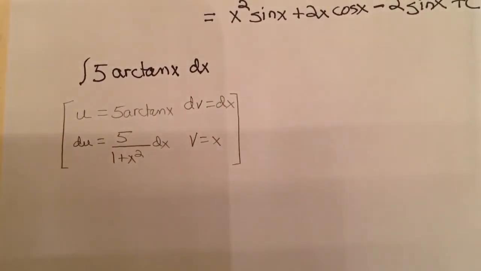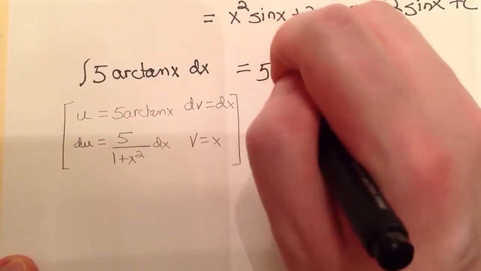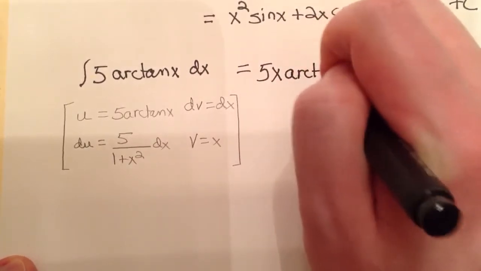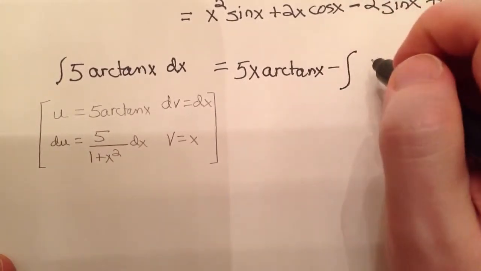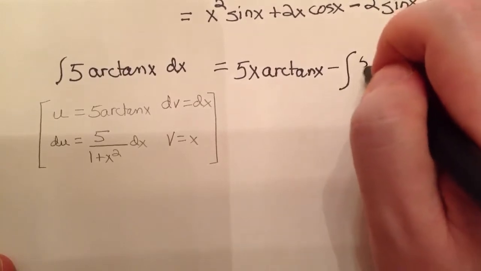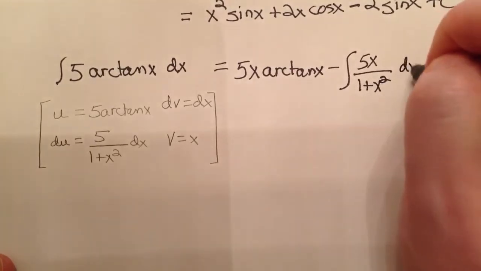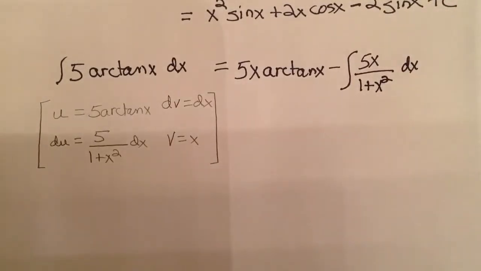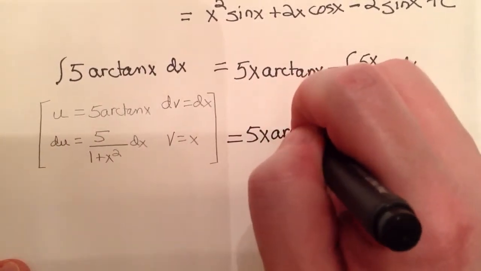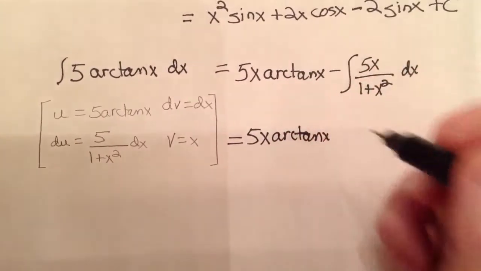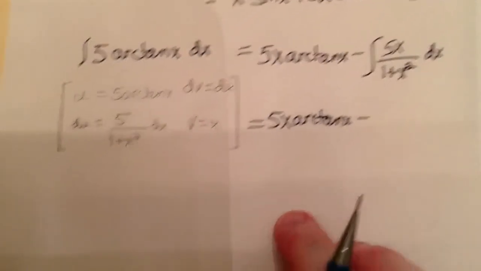And so for what we have here, with the integration by parts, u times v, we have 5x times the arctangent of x, and then we have minus the integral of v du. So we have 5 times x all over 1 plus x squared dx, and as we step to the side momentarily, just a little reminder, for the remaining antiderivative, we have the integral of 5x over 1 plus x squared dx.